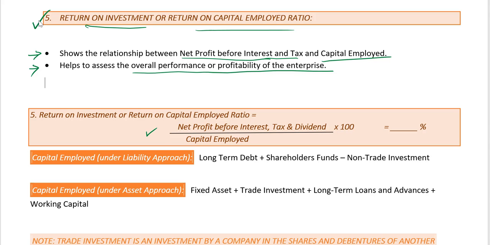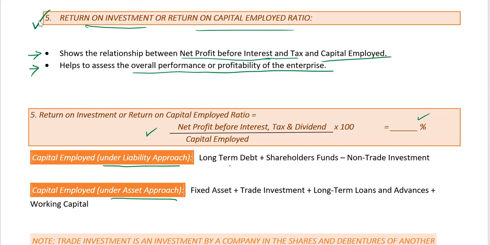We need to arrive at this ratio by applying the formula net profit before interest, tax and dividend multiplied by 100 divided by capital employed. The answer will be in percentage. Now the capital employed figure can be arrived at by using the liability side approach as well as the asset side approach. We'll begin with using the liability side approach.